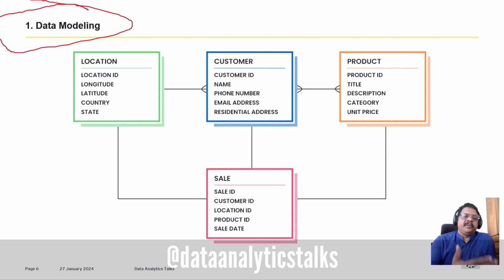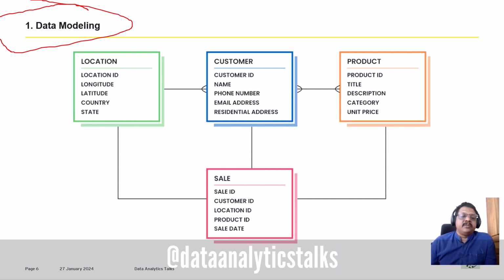Like the relationship between location and customer. From our locations we have our customers. Then, who are the customers who purchase various products? Then we have the sales: how the sales are happening, who our customers are, which locations, which products, what the sale date is. These are some of the data properties.